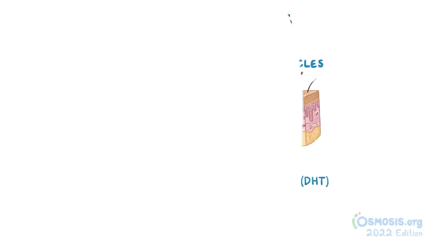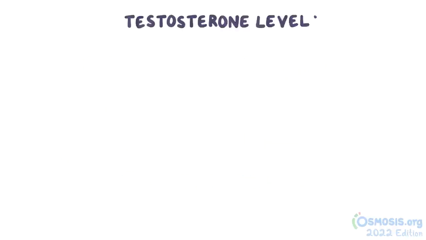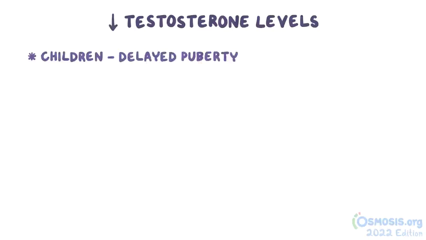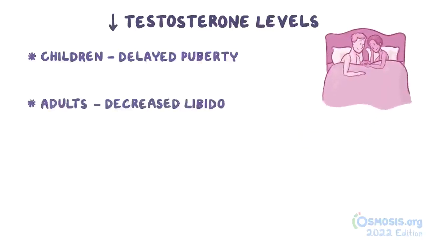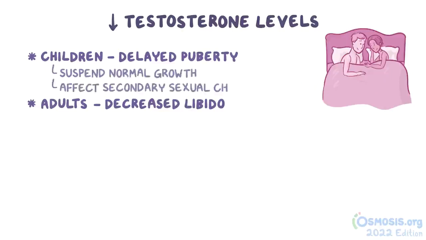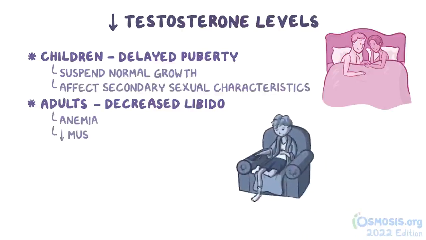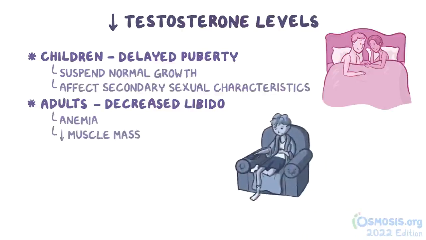Now, in some pathological conditions, testosterone levels in the body drop lower than normal, which can lead to a variety of problems ranging from delayed puberty in children to decreased libido in adults. Low testosterone levels can also suspend normal growth and affect secondary sexual characteristics during puberty, while it may cause anemia and decreased muscle mass in adults, ultimately leading to limited physical ability.